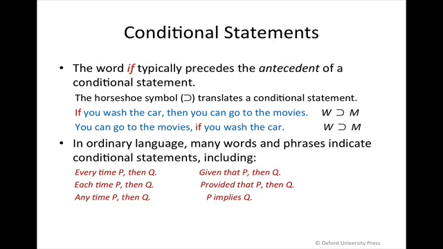So notice that wherever the if appears, it's still the case that when you translate that ordinary language sentence, whatever comes after the if goes on the left side of the horseshoe. If you wash your car, then you can go to the movies. You can go to the movies if you wash the car. In addition, in ordinary language, many words and phrases indicate conditional statements. For example, every time, each time, any time, given that, provided that, and P implies Q.